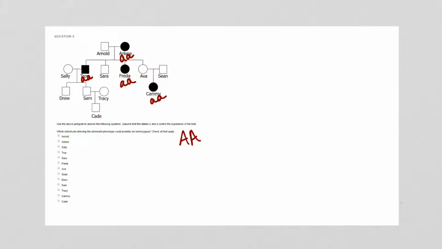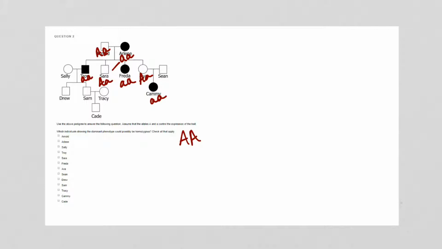And then just going through this, if we start at the top, Arnold, we know because he has a white color to him, he has at least one capital A. Well, notice that he has two children, Troy and Freda, who have little a. That means they must have inherited that little a from both parents. So that tells us Arnold is heterozygous. His children, Sarah, she would have definitely gotten a little a from Arlene, her mom, so she's also going to be heterozygous. And the same thing for Ava over here.